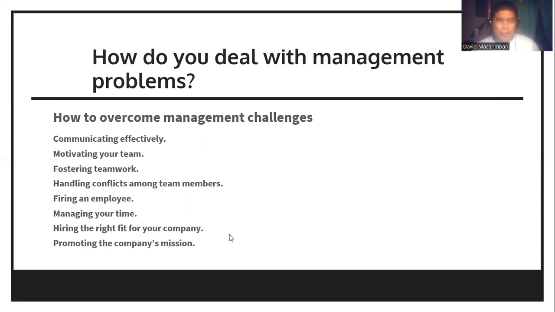Hiring the right fit for your company. So, it's the role of the management na mag-hire ng mga tao na fitted to that position or anchor to the product that we are going to produce para ma-reach natin yung goal natin on time.